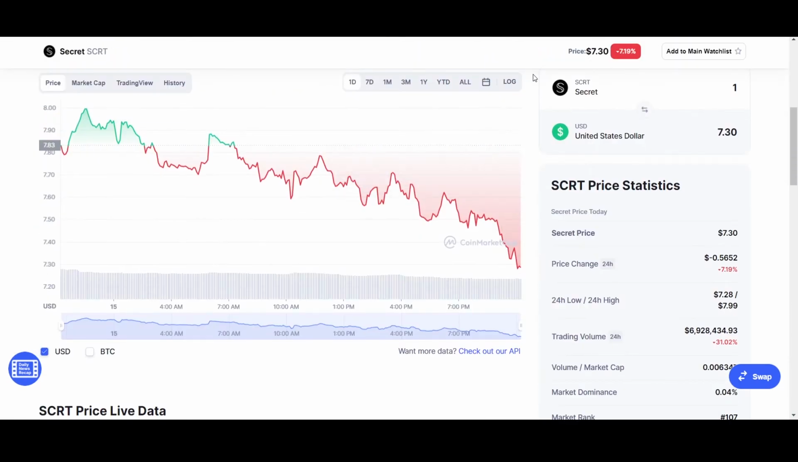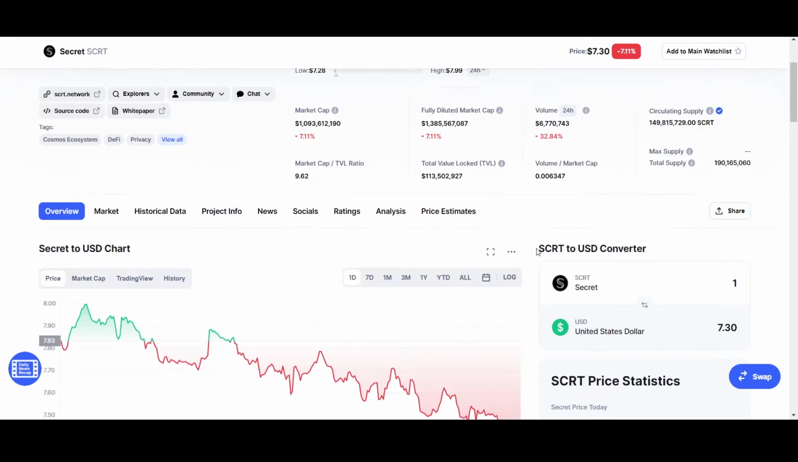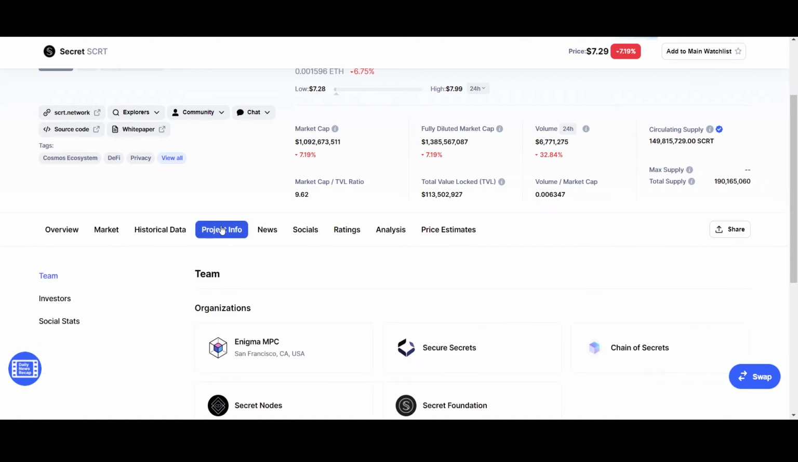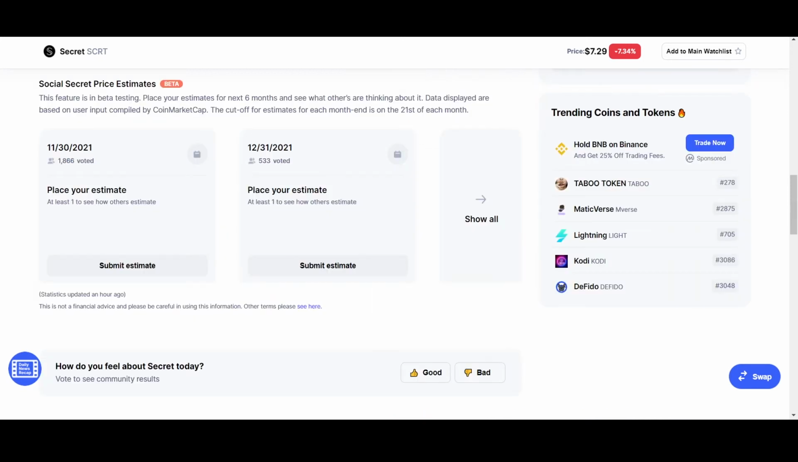So let's get into other data. On CoinMarketCap, we don't have a chance to find out how the wallet structure is looking. However, we can find organizations involved in building Secret Network. There is the very famous Enigma ecosystem from San Francisco, which also had its ICO in 2017. That was quite a successful one.